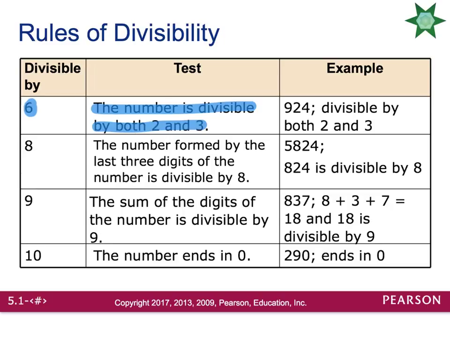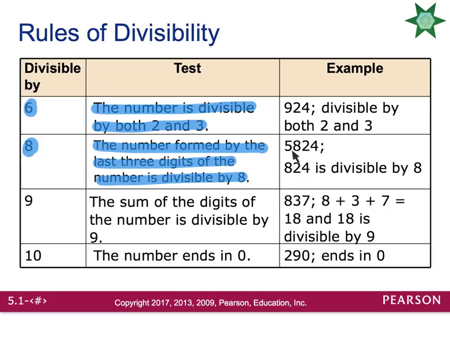For 8, the number formed by the last 3 digits is divisible by 8. So let's look at a 4-digit number. For 5824, we just have to check the last 3 digits and see if 8 goes into that. And 8 goes into 824 103 times.